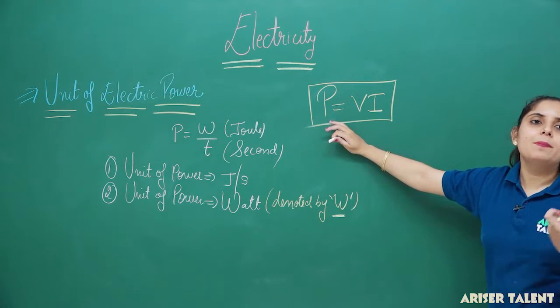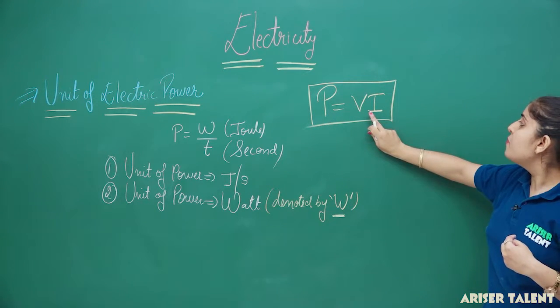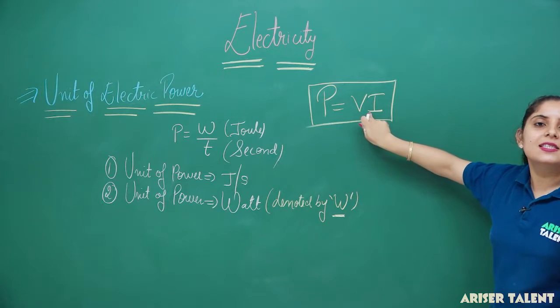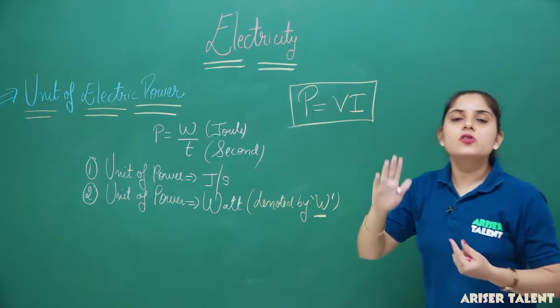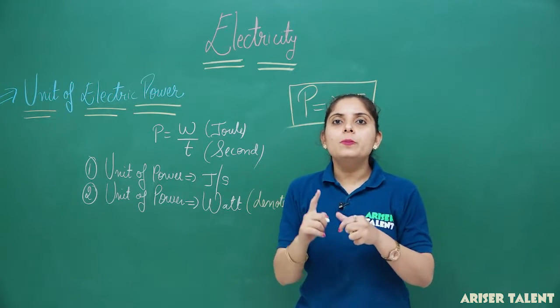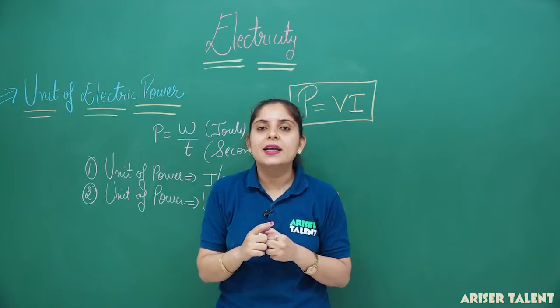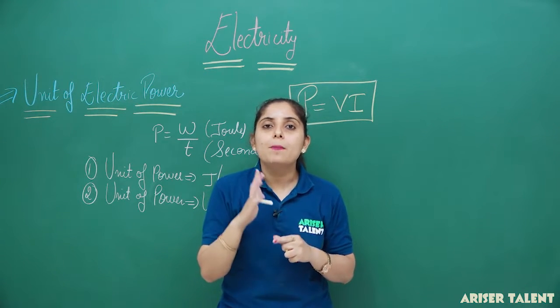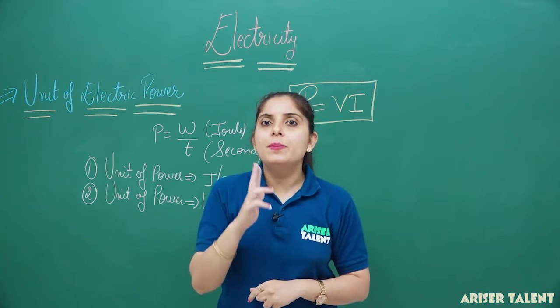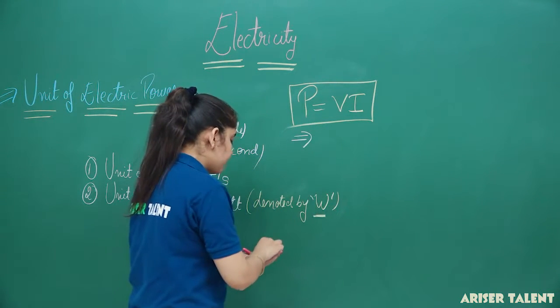हम कब बोलेंगे कि पावर 1 वॉट है? पावर 1 वॉट तब होगी जब 1 एम्पियर का करंट फ्लो करेगा किसी भी सर्किट में जब उसका पोटेंशियल डिफरेंस 1 वोल्ट होगा. So 1 watt power is defined as the power when 1 ampere current is flowing in the circuit and the potential difference applied across its ends is 1 volt. So it is very important to know what 1 watt power is.